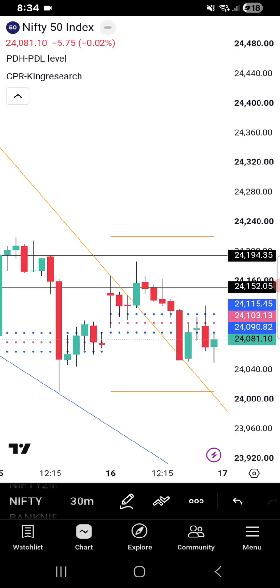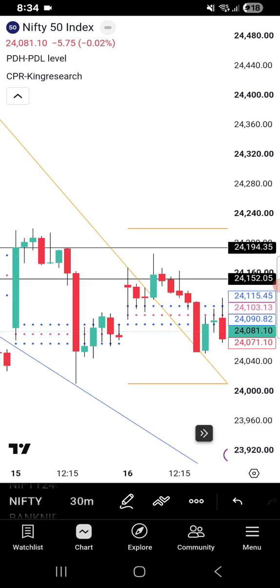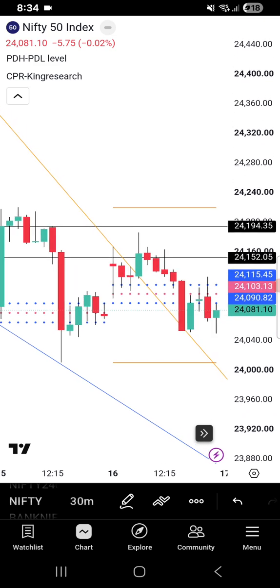The fourth green candle is where I took my trade, and I was able to exit my trade within 10 minutes. We will go to the order book and view all the details.